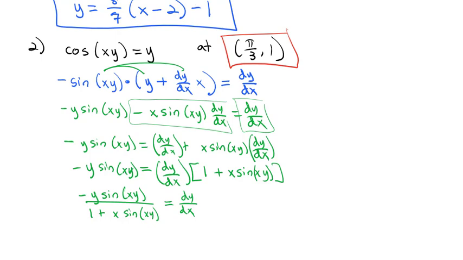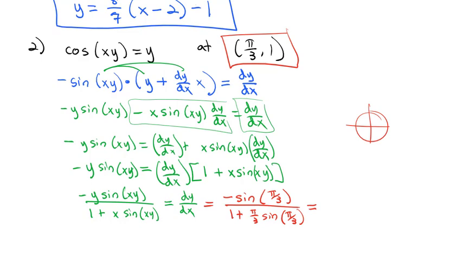We want the slope, though, or we want the equation, at (pi over 3, 1). So let's plug that into our function. We've got negative y, which is negative 1, times the sine of x times y. 1 times pi over 3 is just pi over 3, all over 1 plus x, which is pi over 3, times the sine of xy, which is pi over 3. And if we remember our unit circle, pi over 3, the y-coordinate there is the square root of 3 over 2. So we have negative root 3 over 2 over 1 plus pi over 3 times, again, the sine of pi over 3, which is root 3 over 2.